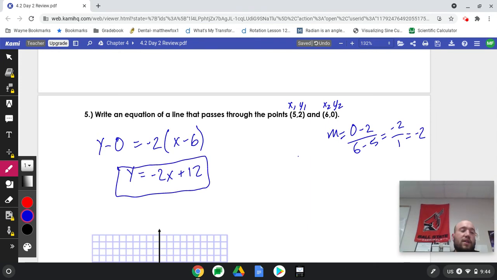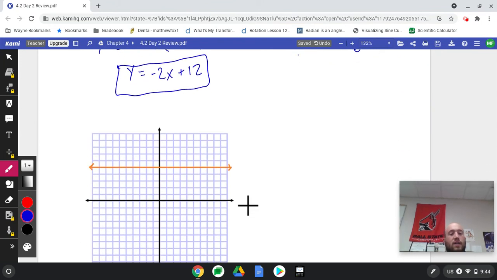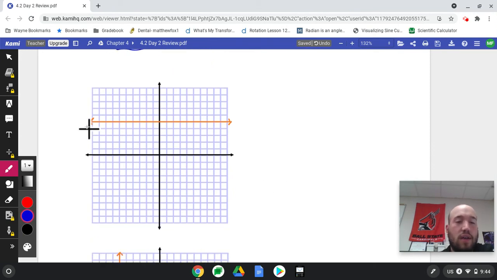Okay, now the final thing we need to talk about today is horizontal and vertical lines. So we know if 2 lines are parallel, they have the same slope. 2 lines are perpendicular, they have opposite reciprocal slopes. What we haven't talked about is what are the slopes of horizontal and vertical lines. So this orange line here is horizontal. It's going to have a slope of 0.